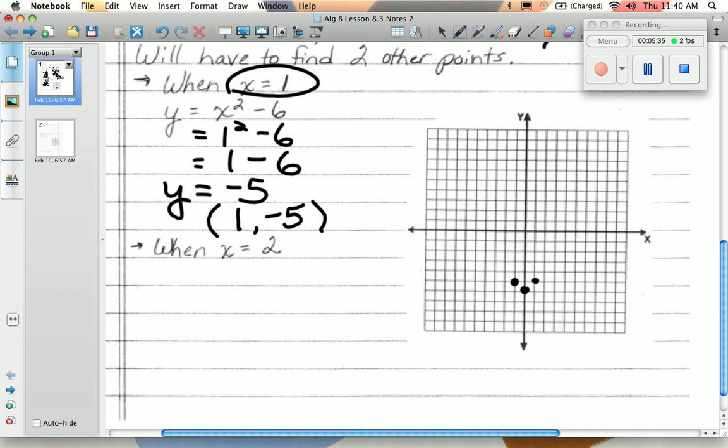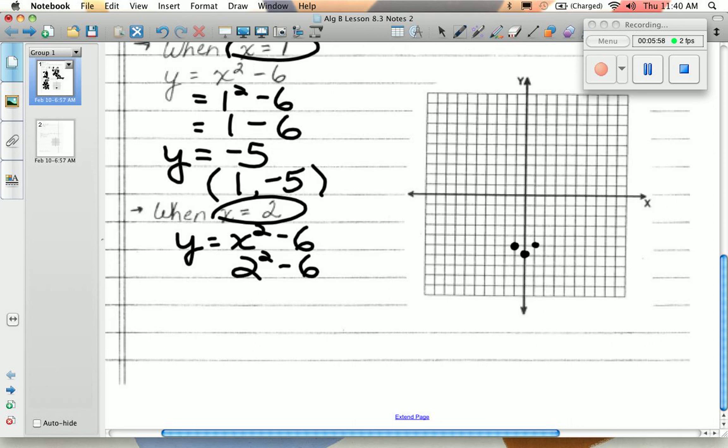Okay, now we're going to do another x value. We can go to the right or we can go to the left, but typically you always want to pick positive numbers to work with, right? So I chose for us when x equals 2. We're just going to go one more over. So we're going to say y equals x squared minus 6. We're going to put 2 in for x. And we're going to get 4, take away 6, -2, and that is -2. So our y value is -2.